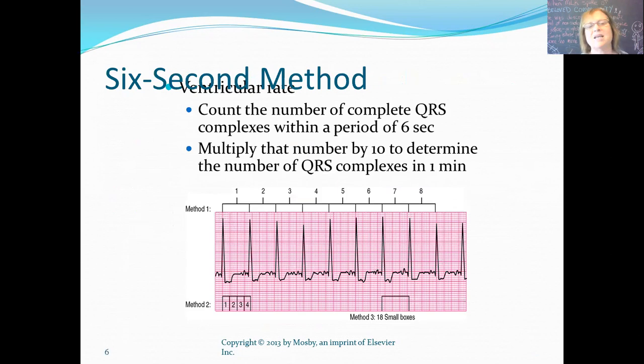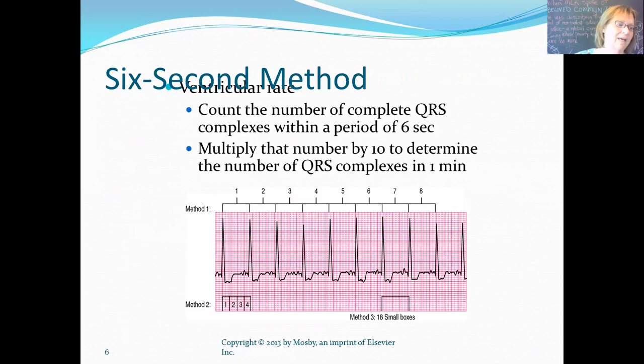Now, do you remember this is rough? It's an estimate. But typically it's not going to matter so much if I'm estimating that the rate is 80 versus a monitor may show me that the rate is actually 82 or 83. There is some error built into the 6-second method, but it gives you a relative rate, a close enough ballpark that you can appreciate what that means in terms of normal rates, where the complex is initiating, and how that conduction is moving through the heart.